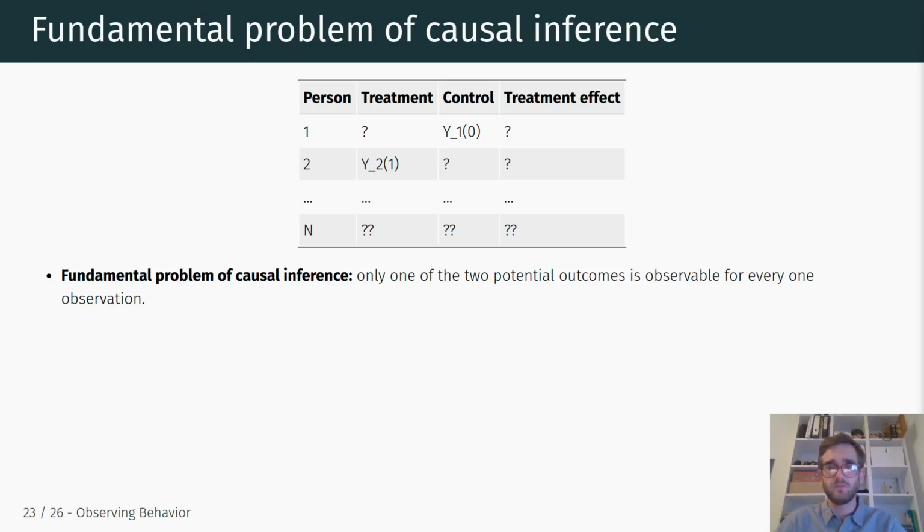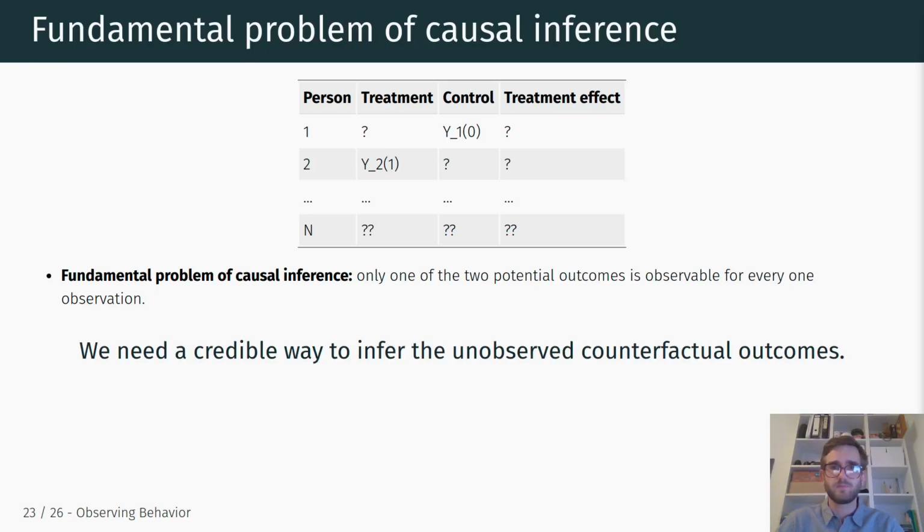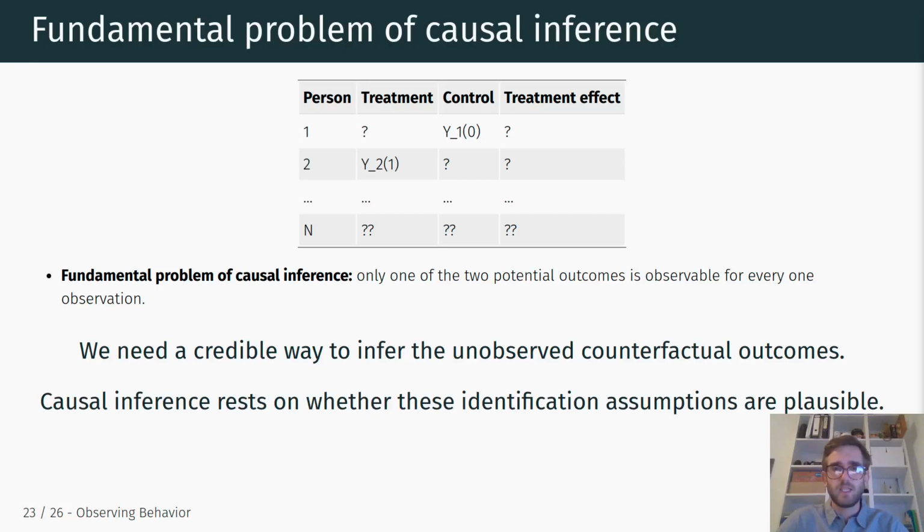So the fundamental problem of causal inference ultimately just means that causality is defined based on the comparison between the factual and the counterfactual, but the counterfactuals for each individual, of course, are not directly observed. So what we need ultimately is a credible way to infer the unobserved counterfactual outcomes, and this is where a lot of important assumptions come into play, and ultimately causal inference rests on whether these identifying assumptions are plausible.